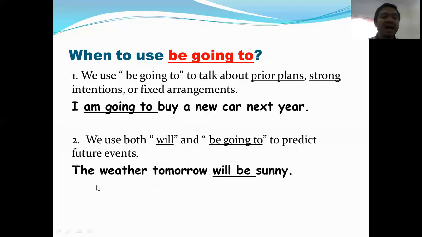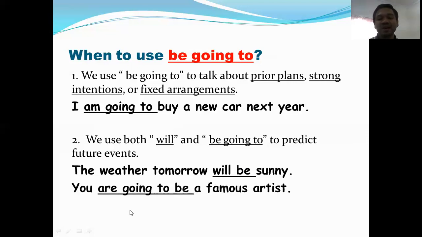Example: the weather tomorrow will be sunny. You can also say, you are going to be a famous artist. These are both predictions. The weather tomorrow will be sunny, that is a prediction. You are going to be a famous artist, who knows? This is just a prediction. So use will and be going to if you predict future events.